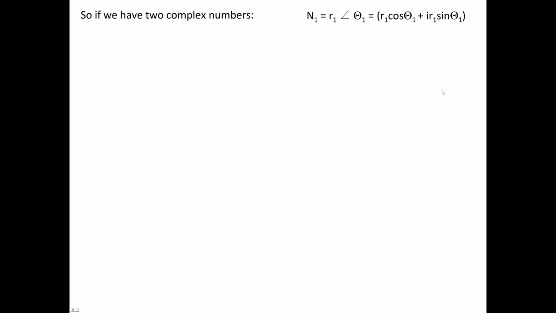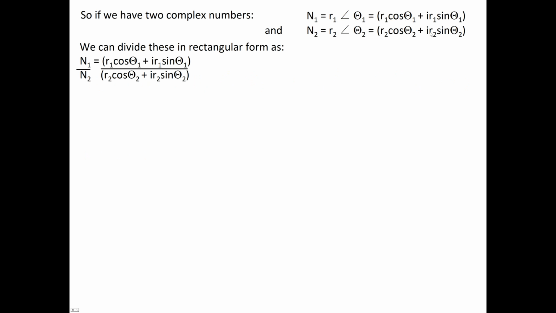So here we have our two complex numbers, n1, which is r1 angle theta 1, and writing it again in rectangular form, but putting the rectangular coordinates, the real part and the imaginary part, in terms of the polar parameters r and theta, and a second complex number written in the same way. We can divide these two numbers by writing the rectangular form of them as shown here. We've just taken n1 and n2 and divided them, and if we take the r1 out of the brackets on the top and the r2 out of the brackets on the bottom, we have this.